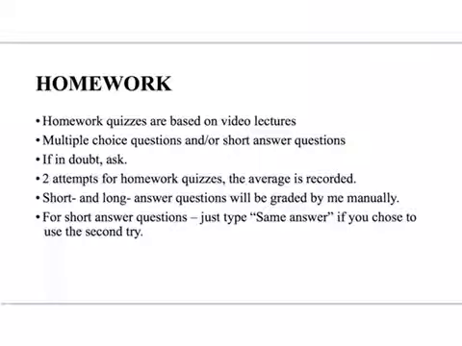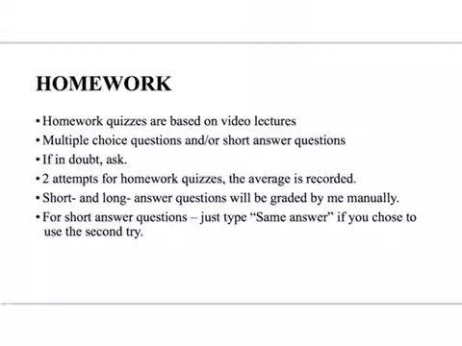Also, in the homework assignments, you're going to have 2 attempts on those homework quizzes. For the book quizzes, you only have one attempt because all the answers are already in the book. For homework, where you have to think a little bit more, you will have 2 attempts, and the average of those 2 attempts is going to become your grade.